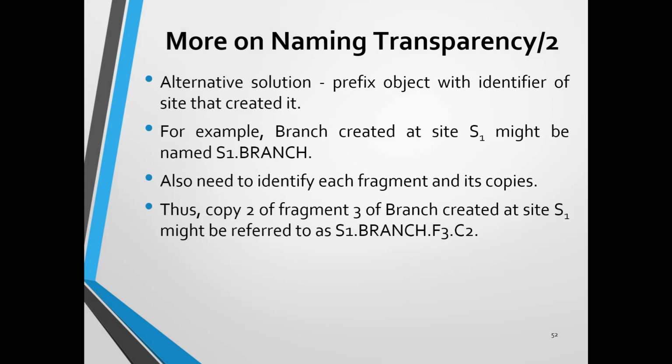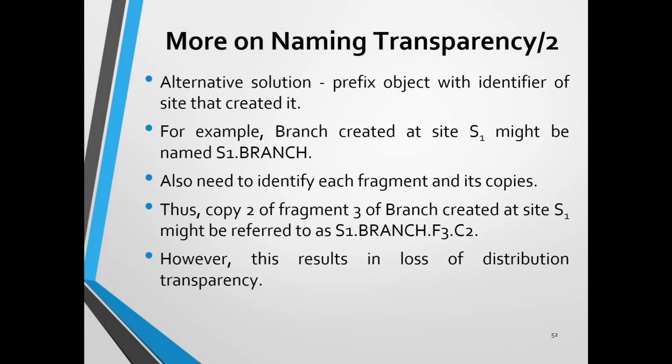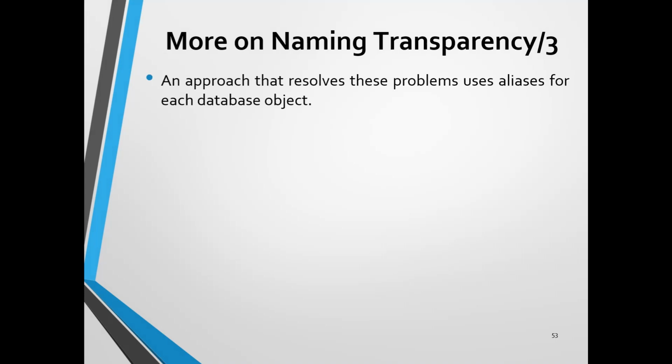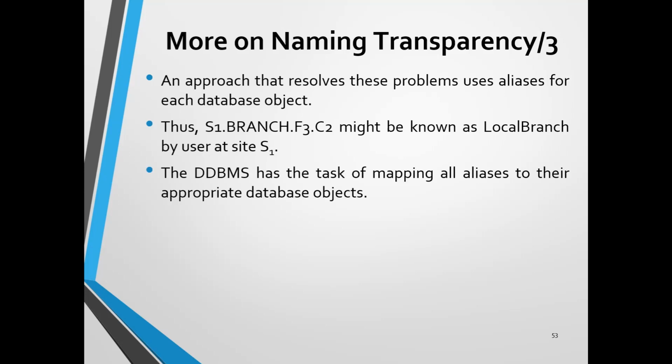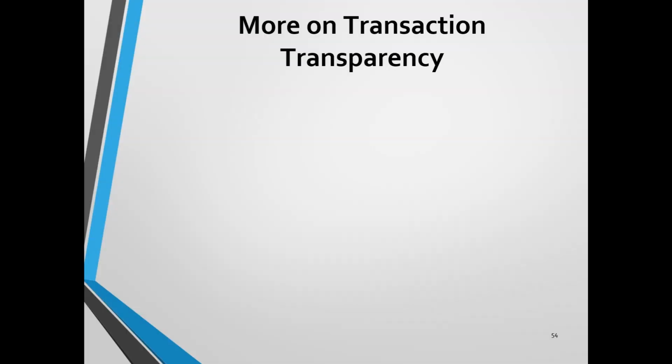We also need to identify each fragment and its copies. Thus, copy 2 of fragment 3 would be S1.branch.F3.C2. However, this results in loss of distribution transparency. Therefore, an approach that resolves these problems uses aliases for each database object. Thus, S1.branch.F3.C2 might be known as local branch by users at site S1. The DDBMS has the task of mapping all aliases to the appropriate database objects.